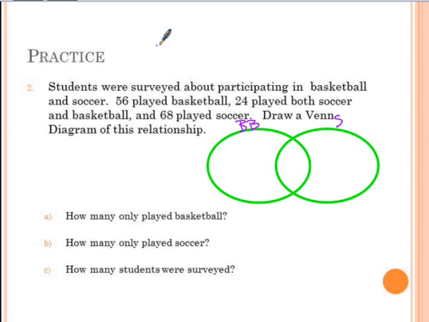My suggestion, start in the middle, okay? Start in the middle. It helps you get these right. Write that down. So let's start in the middle. 24 played both. So there's 24. Then it says 56 played basketball. So this whole circle is 56. I can't put a 56 in there because then 56 plus 24 is 80. And now I'm saying 80 people played basketball, and that's not true. So I'm going to take the 56 and subtract the 24 that I've already counted. And that's what I put in here.